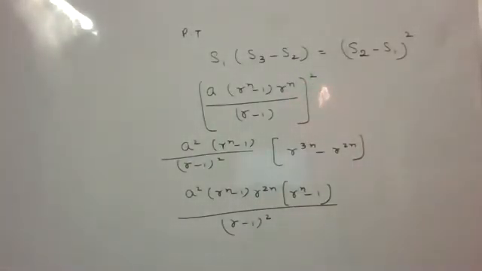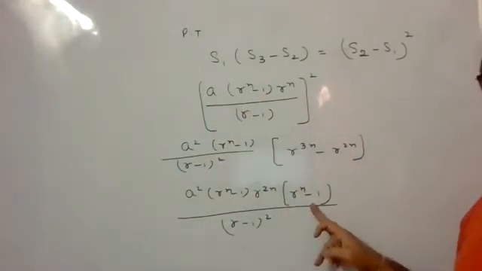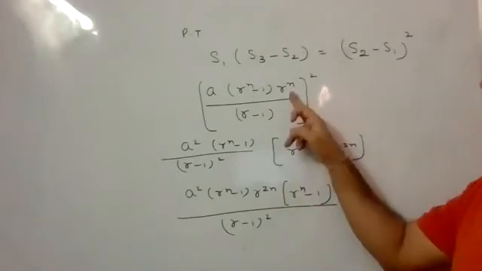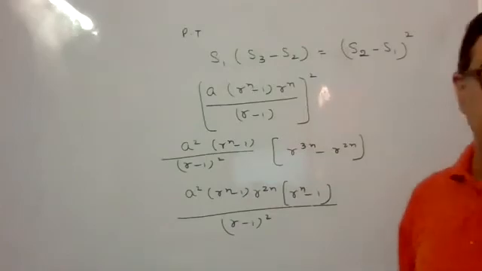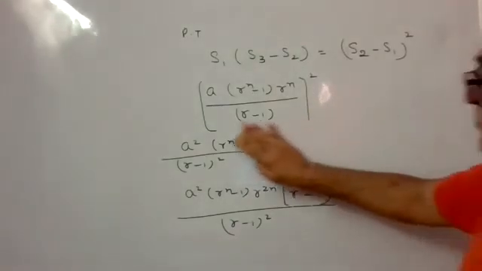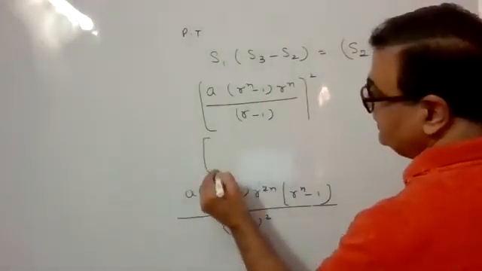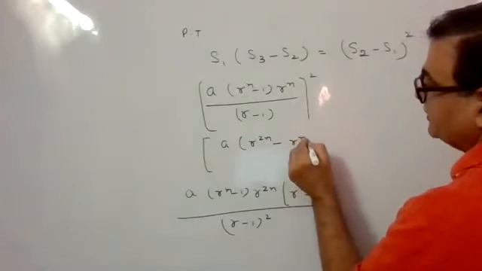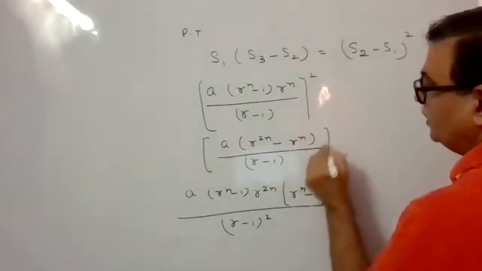This step should be clear. A square is there, this is it. R power n minus 1 whole square is there, so this is it. R power 2n is there, so R power n whole square, and R minus 1 whole square is there, so we have written this. Then we will write this result as A R power 2n minus R power n by R minus 1 whole square.